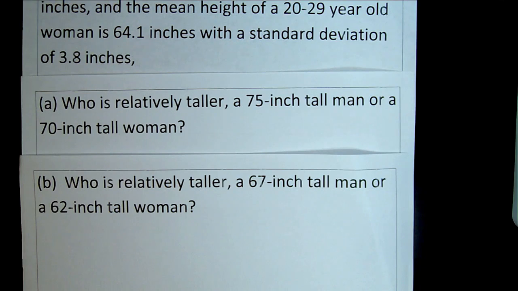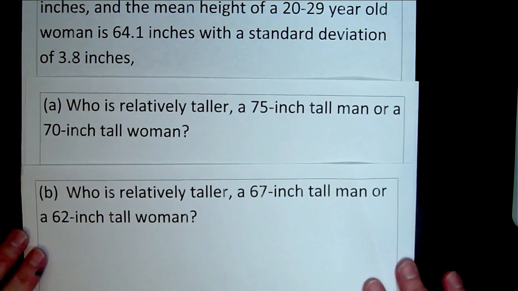This build-your-understanding problem is a little easier than the one I just did, because in the one I just did, you had to think of a negative number as being better than a positive number, because a negative number meant you had a shorter time to complete the race. Here, bigger is taller, a higher number is taller.